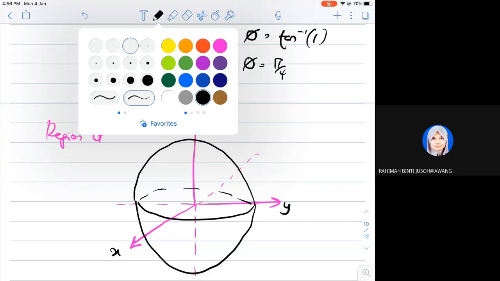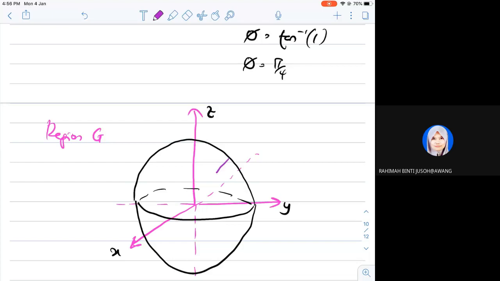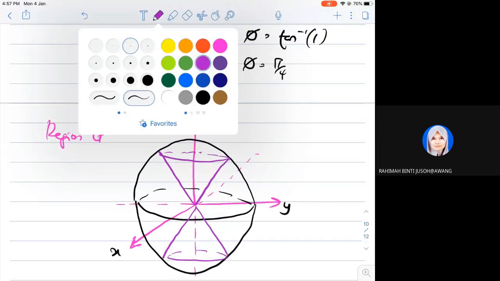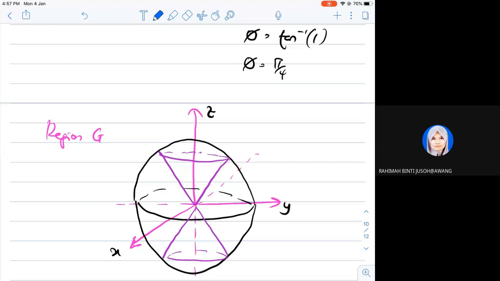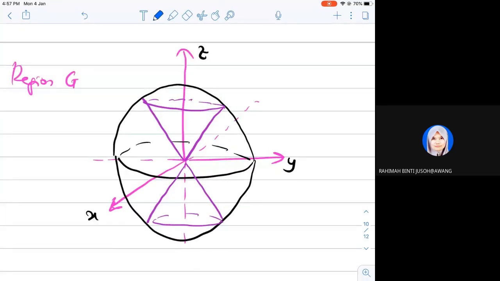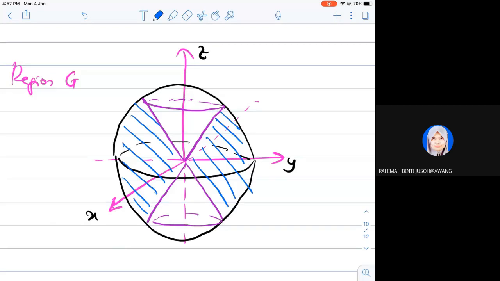Let's see, I use purple lah. Okay, purple. So, we have this cone and this cone. Okay, now I'm going to use blue color, saya nak shade region ni. So kat mana ni guys? Inside the sphere, outside the cones. We have this part, right? Atas dengan bawah, termasuk tak? Yes, sebab atas ni sphere. Okay, kita hanya buang bahagian cone tu saja. That's correct lah. So we remove the cone parts, okay?